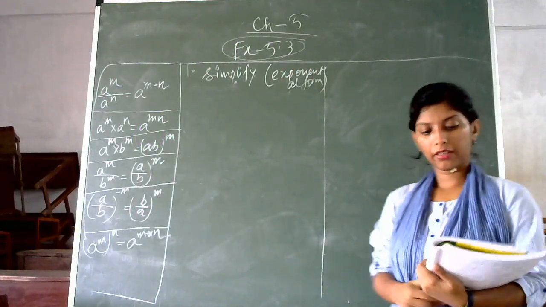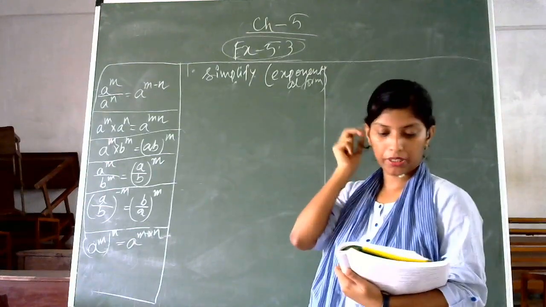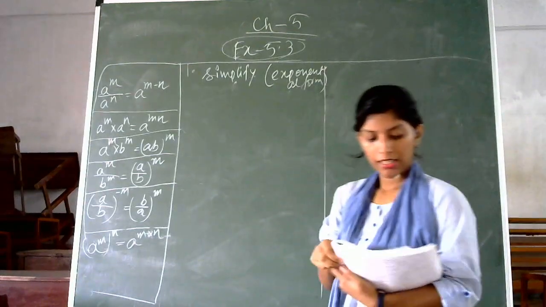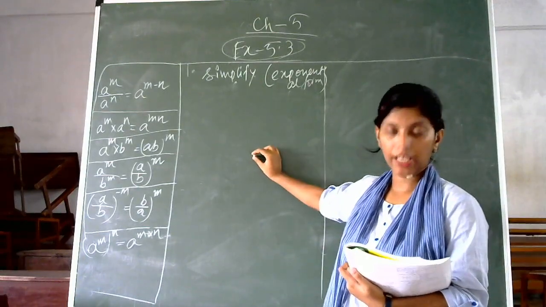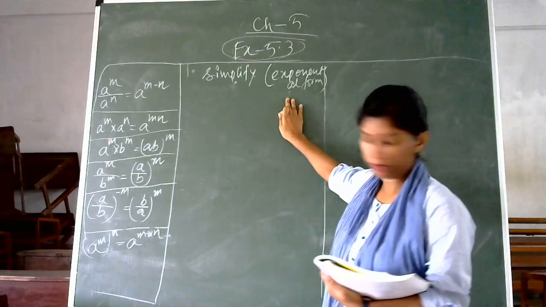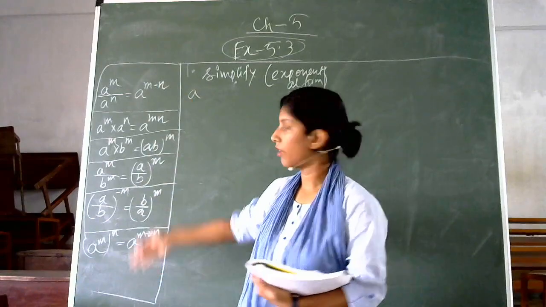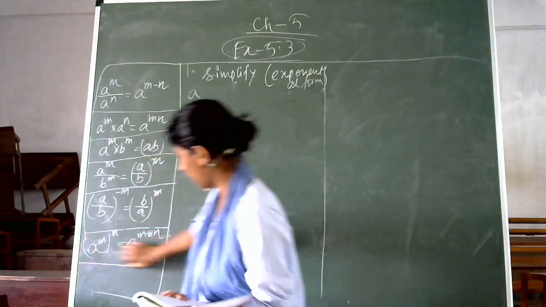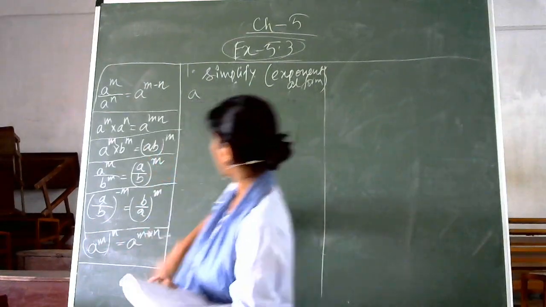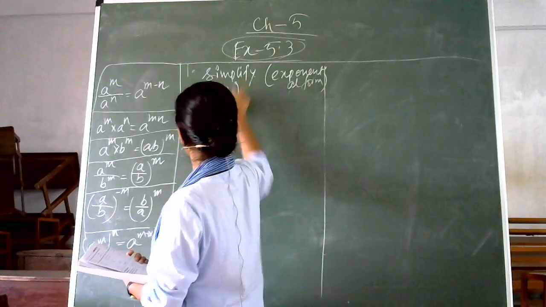Okay, so here I'm doing exercise number 5.3. I'll start with the first question. If you read the question, it says simplify and write the answer in exponential form. So here you have to write the answer in exponential form. How do you do that? You can see I've written all the formulas over here, whatever you might need, so that it becomes easier for you to understand.